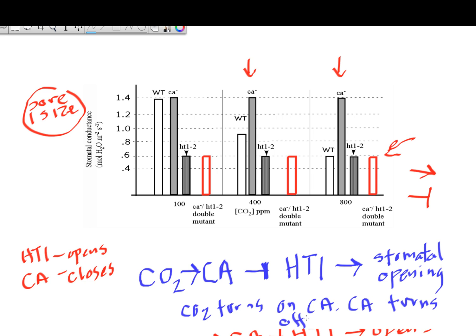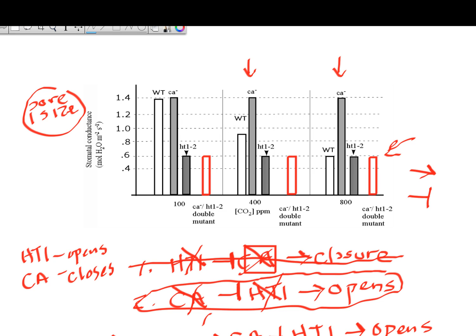Whereas if the carbon dioxide is low, well, then carbonic anhydrase isn't activated, and then you don't shut down HT1, and so then you do open the stomata. So this is the regulatory pathway from carbon dioxide level to the opening or closure of stomata.